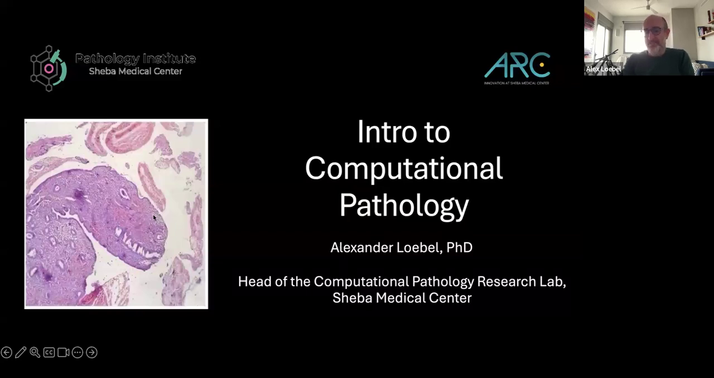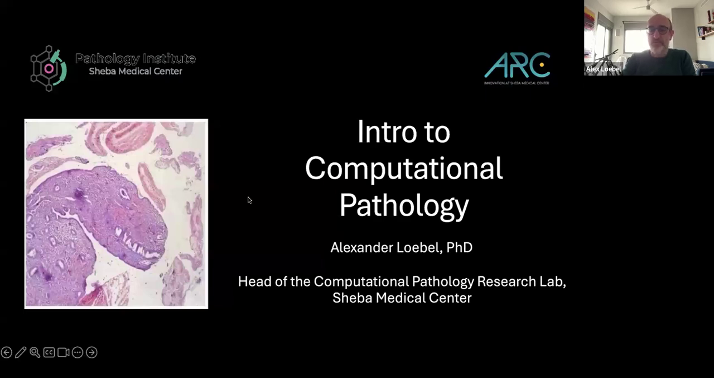This is, by the way, not a generative AI image. This is a real image of a tissue that turned out to be in the shape of a dinosaur. So just for you to know, this is not Gen AI. This is the real thing.